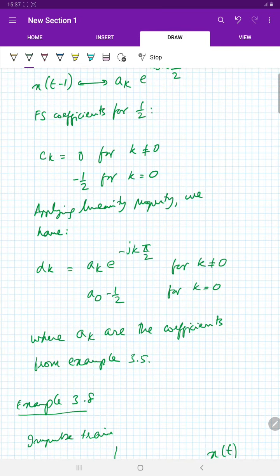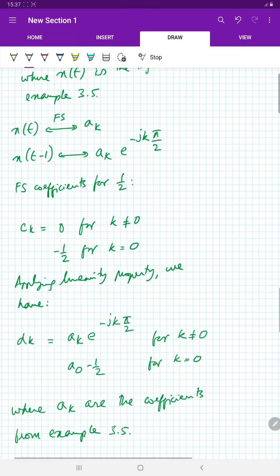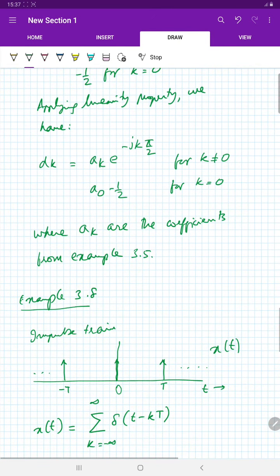For k not equal to 0, you get this one, and for k equal to 0, we get a0 minus half, where ak are the Fourier series coefficients of the square wave which we saw in example 3.5. So we have computed the Fourier series coefficients dk of the given signal gk by making use of the Fourier series properties.